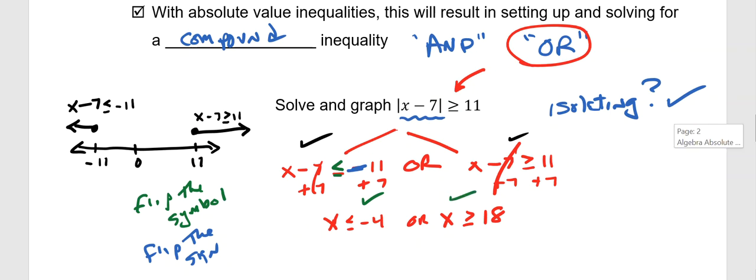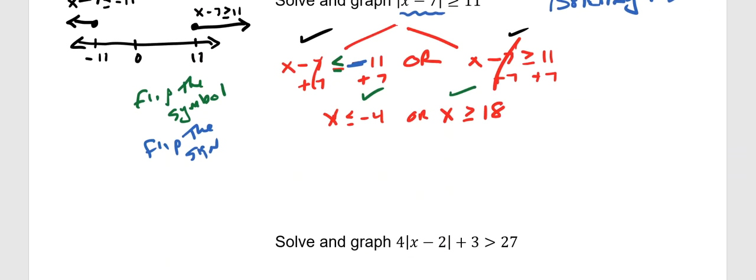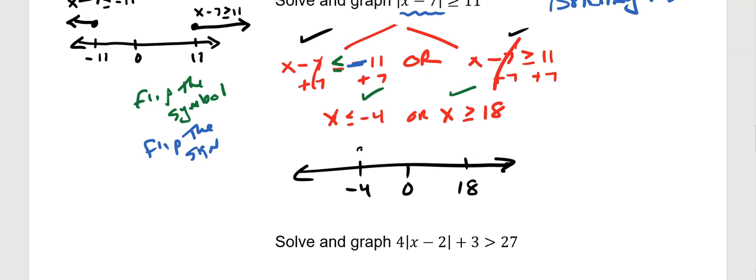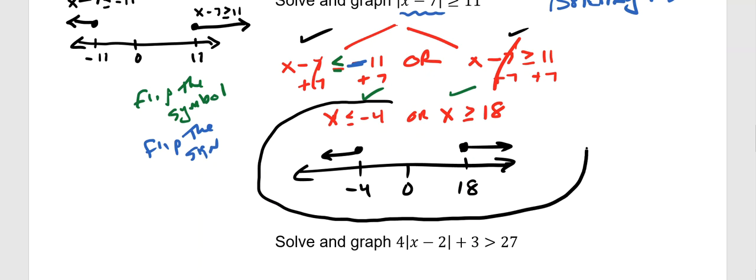So the only thing that's left to do is to graph this. And this graphs as we are accustomed to. Here's our number line. We have 0, negative 4, 18. We have a closed dot in both cases, and we have our oars of the boat. So by the time we're done, our solution is x is less than or equal to negative 4. Don't forget the word or, it's an or statement, or x is greater than or equal to 18 and the graph that goes with it.